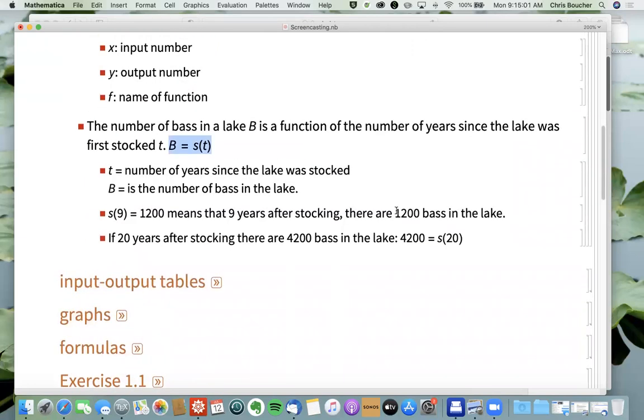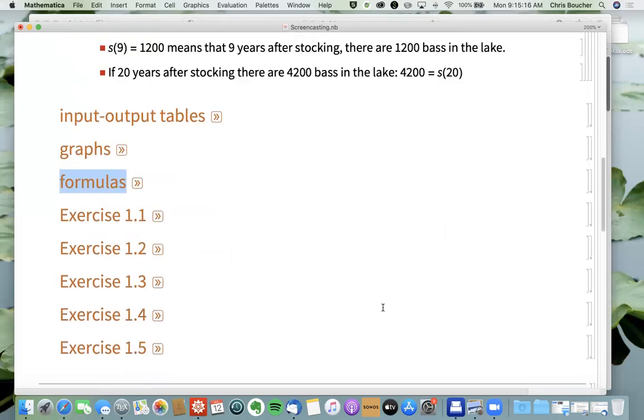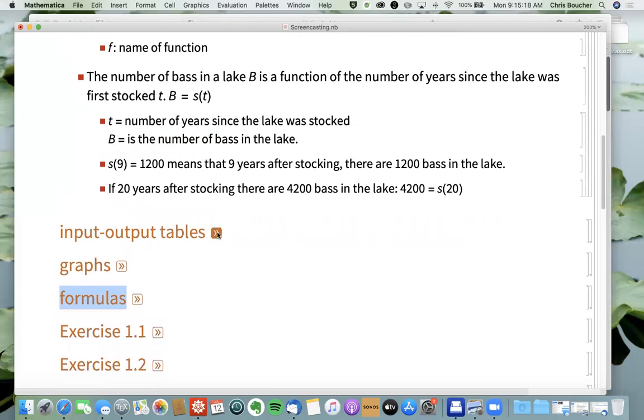Okay, so there are three main ways to express functions. A numerical way using input-output tables, a visual way using graphs, and an algebraic way using formulas. Let's talk about each of these, and that'll be good for this section.